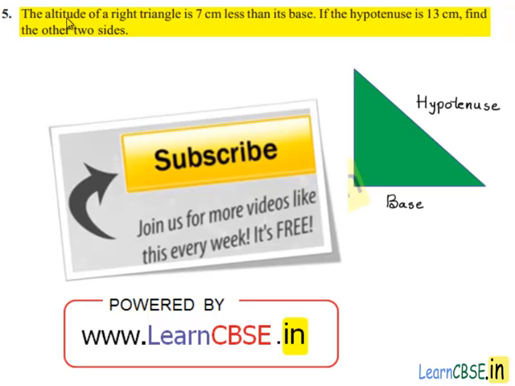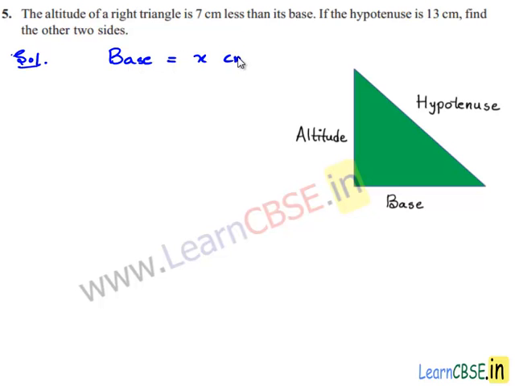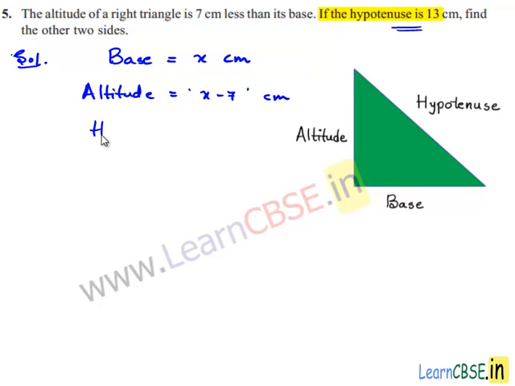Moving on to the fifth problem, the altitude of a right triangle is 7 centimeters less than its base. If the hypotenuse is 13 centimeters, find the other two sides. So let us see the solution. Given that the altitude of the right triangle is 7 centimeters less than its base, so assume the base of the right triangle is x centimeters. So the altitude becomes x minus 7 centimeters. Also, the hypotenuse is given as 13 centimeters.